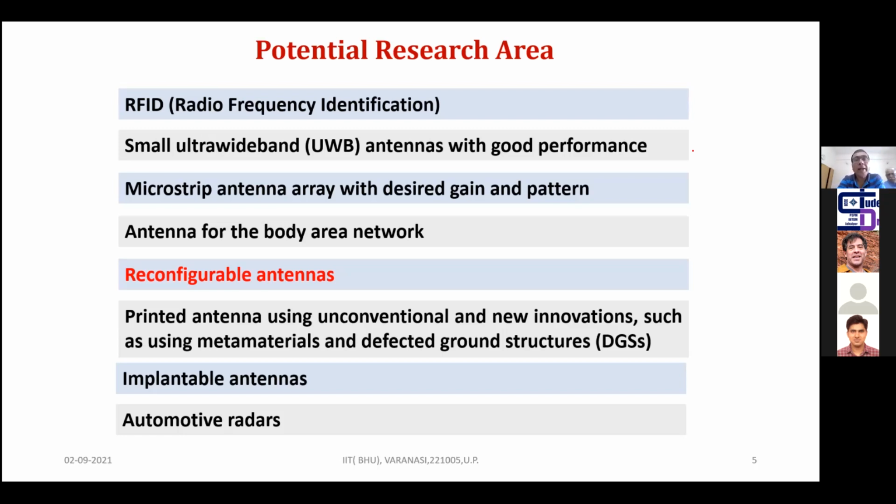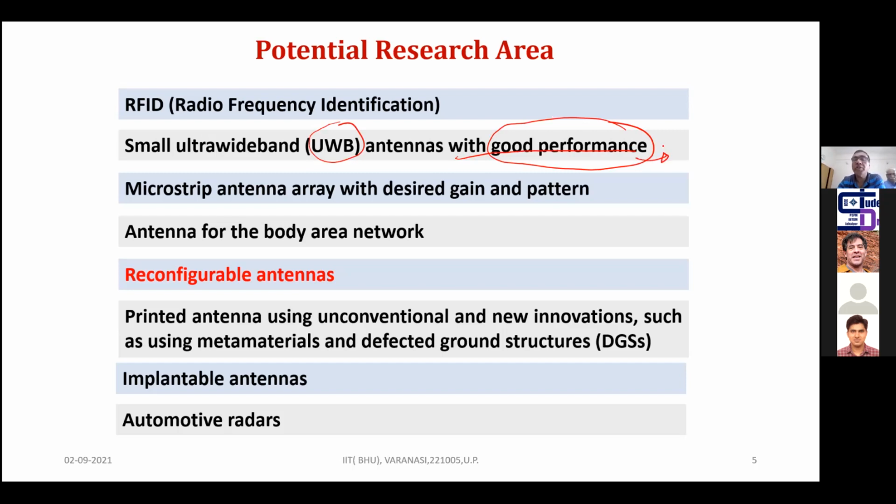In the case of arrays, this is a special kind of array we can make for desired gain and patterns. Also you can see in the ultra wideband antenna, I wrote "good performance". The word which I put specifically, we can't say more. Nowadays research is going on just designing a UWB antenna. But what does it mean, a UWB antenna with good performance? What does good performance mean?